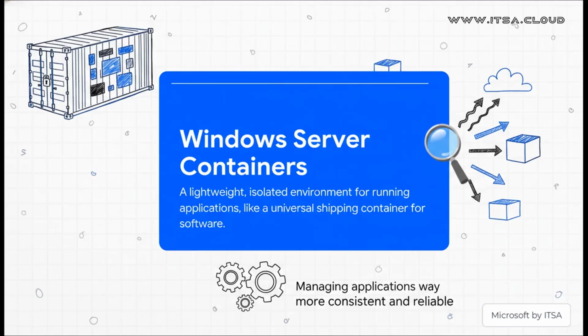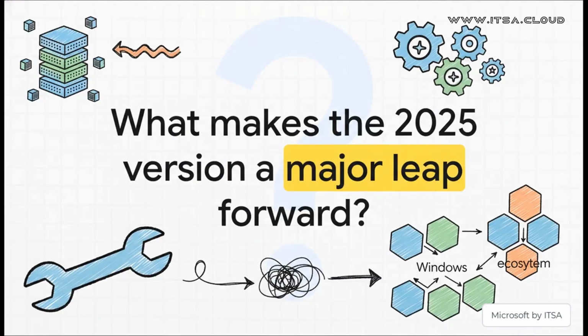The best way to think about it is like one of those universal shipping containers, but for your software. It packs up your application and everything it needs to run into one tidy, isolated box that works pretty much anywhere. It just makes deploying and managing stuff so much more consistent and reliable. But here's the thing, this isn't just another small, incremental update. So what exactly makes the 2025 version such a major leap forward?